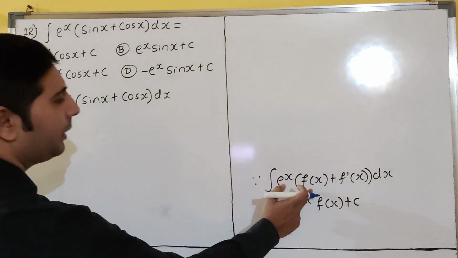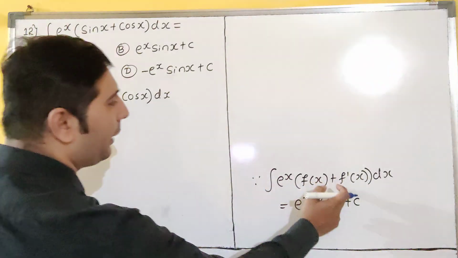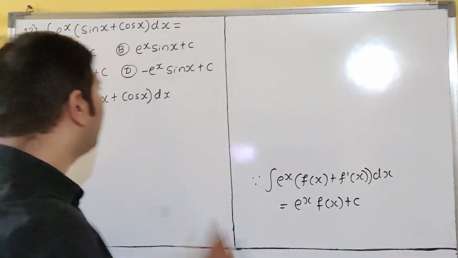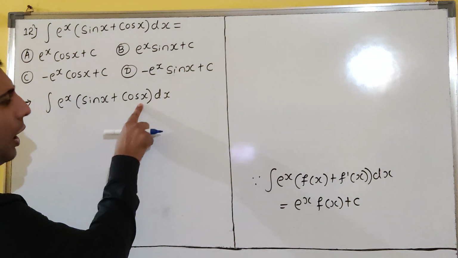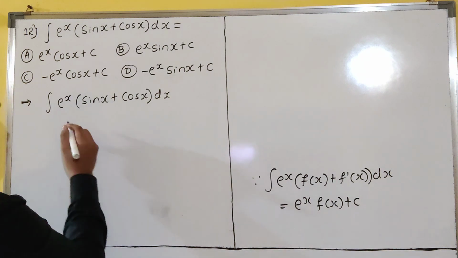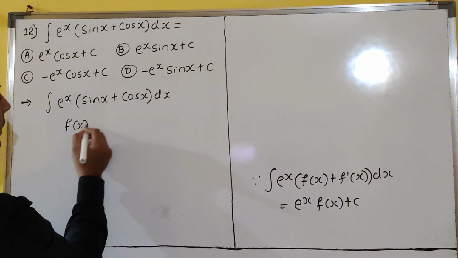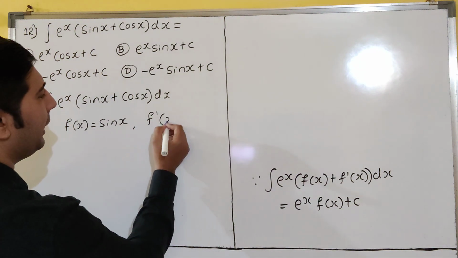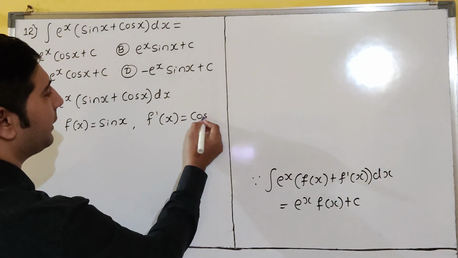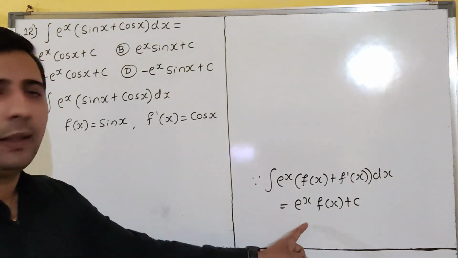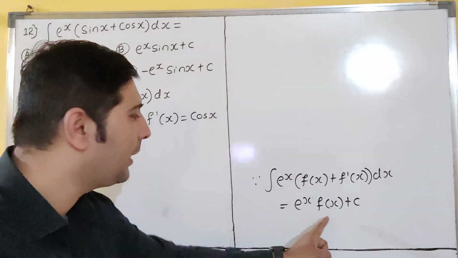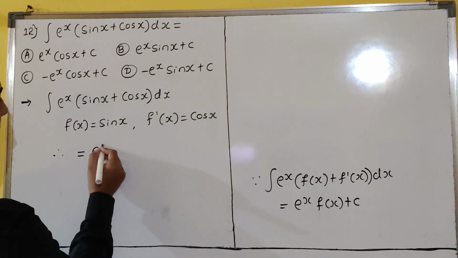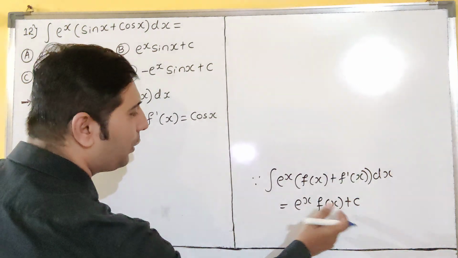What, dear students? f of x is sin x. Derivative of f dash of x means what? F of x derivative. Sin x derivative is what? Cos x only. Yes or no? That means f of x is here what? That is sin x. And f dash of x is what here? Cos x, dear students. Then our answer is what? e raised to x into f of x. Therefore our final answer is e raised to x into f of x.